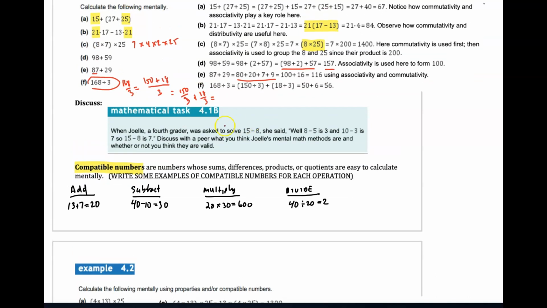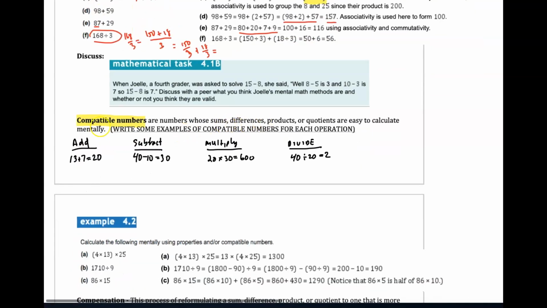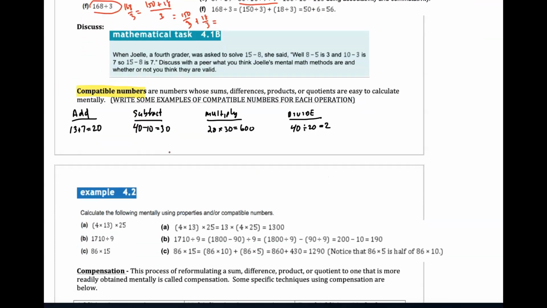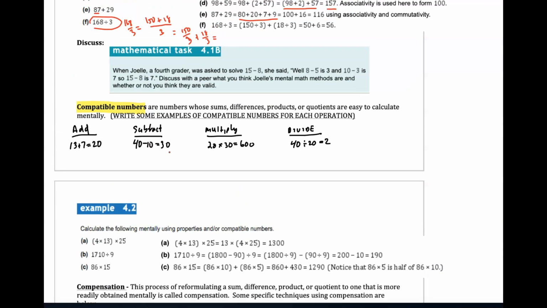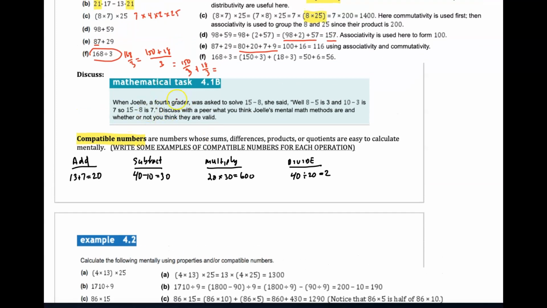As we move on, again, I want to introduce this idea of compatible numbers. You want to use numbers that you can easily add, subtract, multiply, and divide. Before we move on to some more examples of this, this is an interesting discussion here. 15 minus 8. A student said, I'm going to do 8 minus 5, and 10 minus 3 is 7. 15 minus 8 is 7, and now figure out, would this always work?